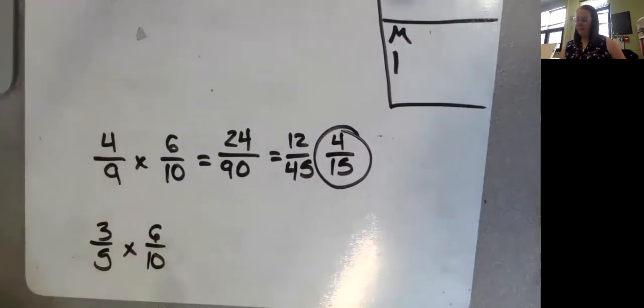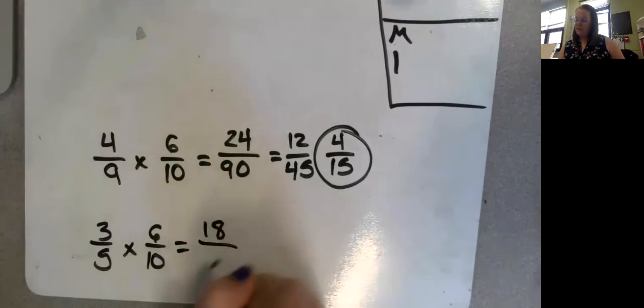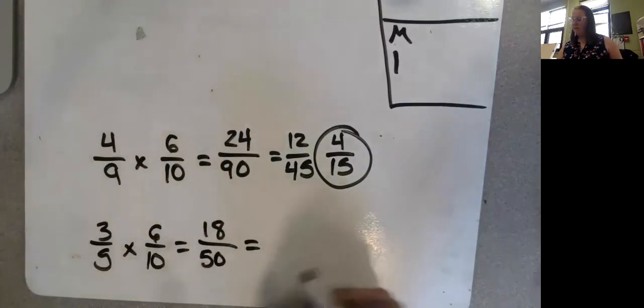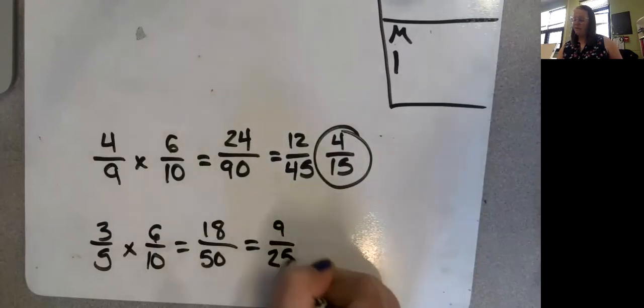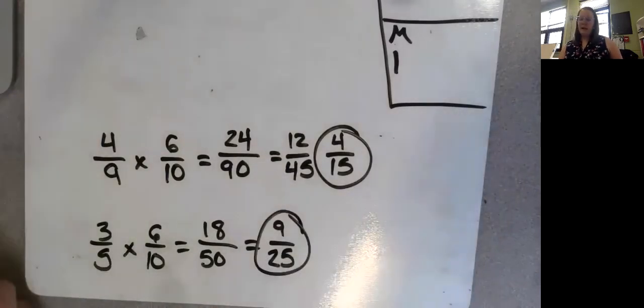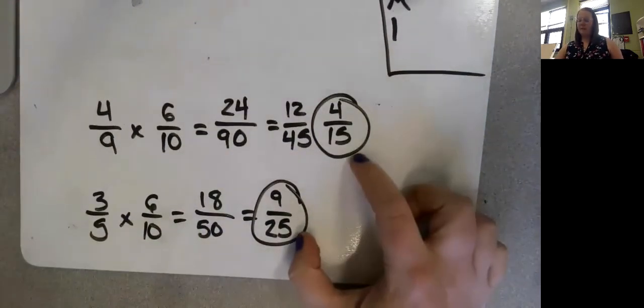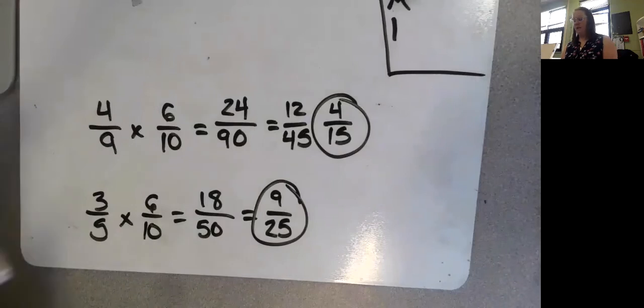So there's mine. My partner does the same thing. 6 times 3 is 18. 5 times 10 is 50. Both can be divided by 2. So that's 9/25. Can those be simplified? No. So here's the thing. It's really hard to tell when our denominators get so big which one is bigger and which one is smaller. So this is where your calculator could come in handy.